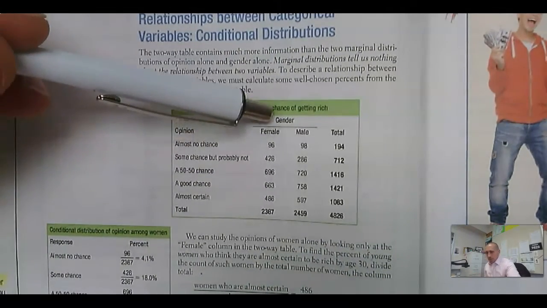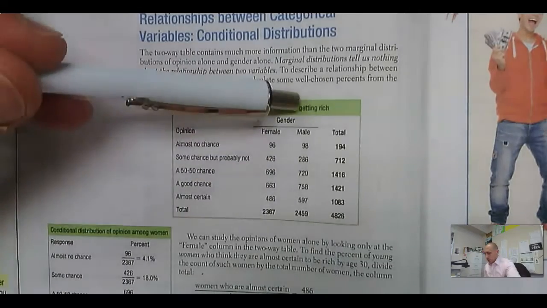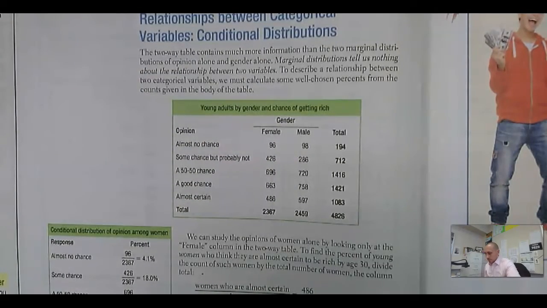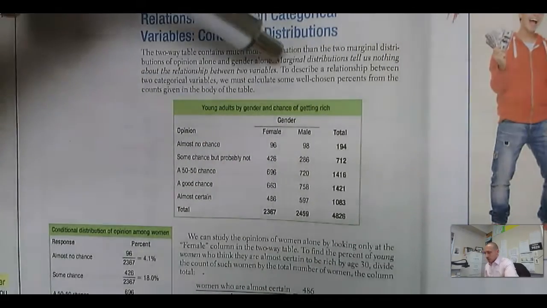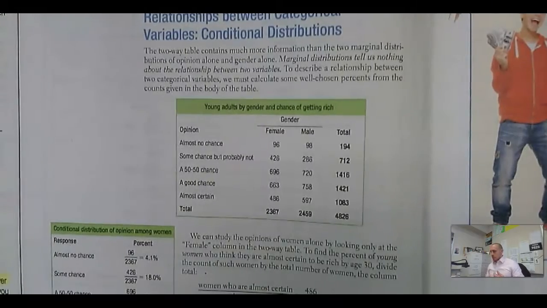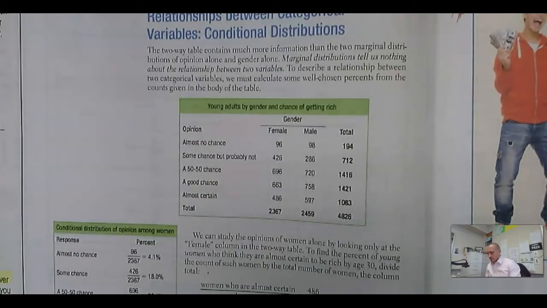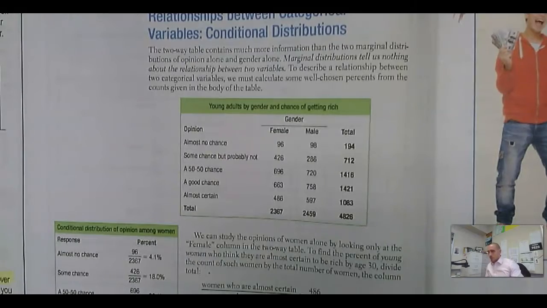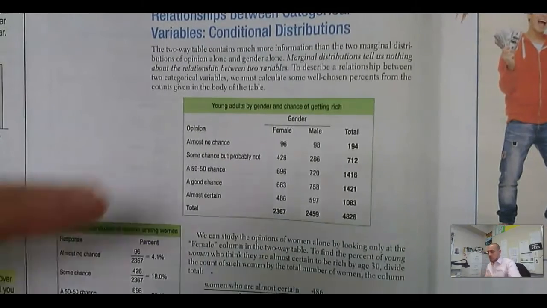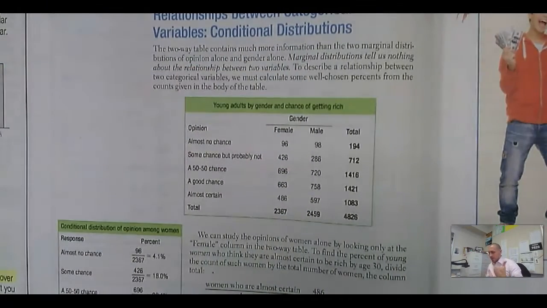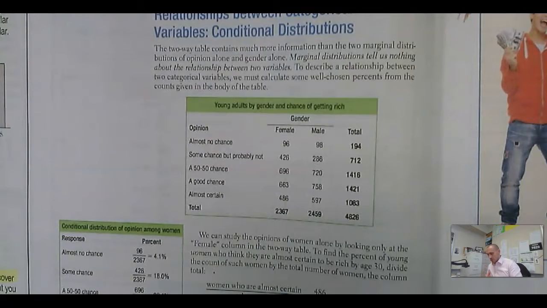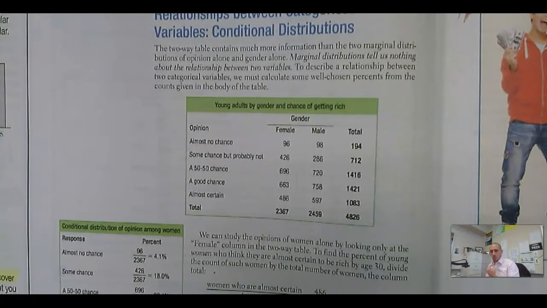So I might only be looking at the females or only be looking at the males. Here, the reason marginal distributions aren't fantastic is they tell us nothing about the relationship between the two variables. So when we want to start talking about whether there is an association between gender and opinion, we have to look at the conditional distribution.